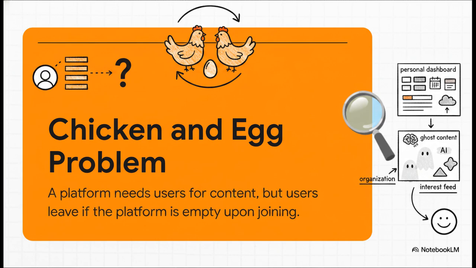Well, the source material gives us 2 killer strategies. First is personal dashboarding, giving people private storage or organization tools that are valuable all on their own, no social feed required. Second is the ghost content strategy. This is where you populate the platform yourself with highly curated content, or even AI-generated interest feeds. That way, the very first impression a new user gets is never ever an empty room.